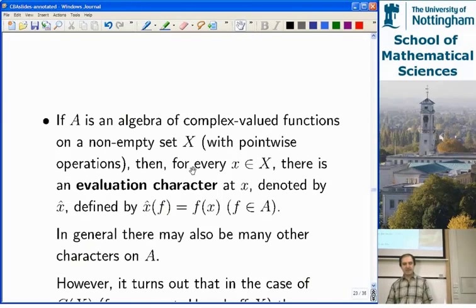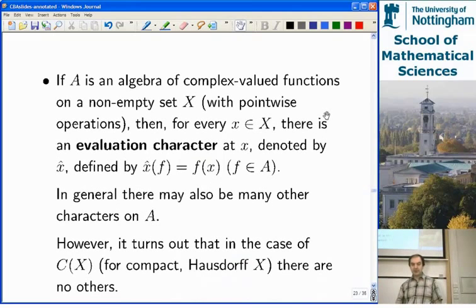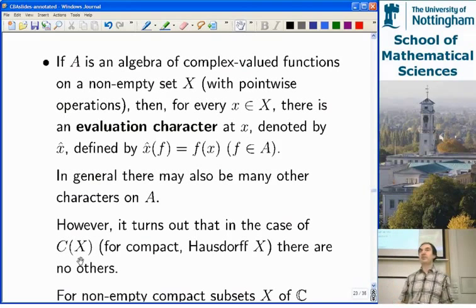Okay, evaluation characters. You've always got these available if you're dealing with complex valued functions on a non-empty set. So what happens here? Your algebra may be, for example, C of X. This is a typical example. It could be a compact Hausdorff space X, and you're dealing with C of X as a Banach algebra. Then for each point of X, you get a character corresponding to evaluation at that point. And as we know, if I use a hat, that means evaluate at me. So x hat is defined at f to be f of x.